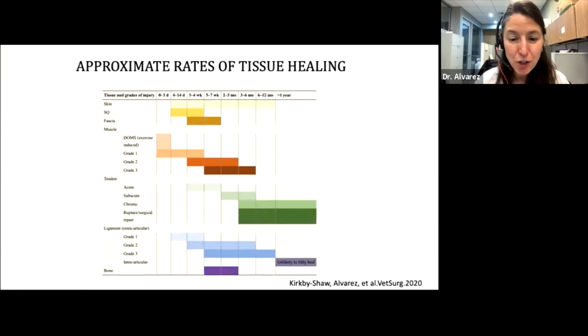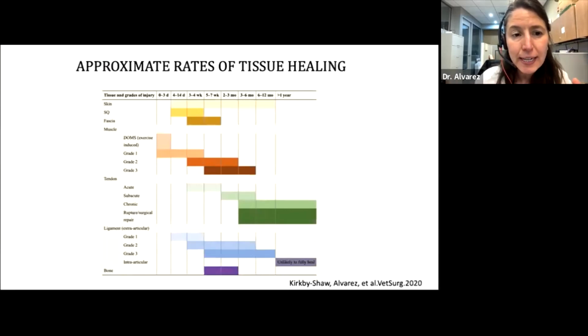This is a nice chart that you can even print and laminate. That's what we do here. This came out of the Vet Search publication in 2020. I was a co-author there with my colleague who I adore, Kristen Kirkby-Shaw. This is an open access paper. The paper is the Fundamental Principles of Rehabilitation. And this is a chart that gives you a timeline of what we expect the tissue healing to be for each of the different types of tissue.